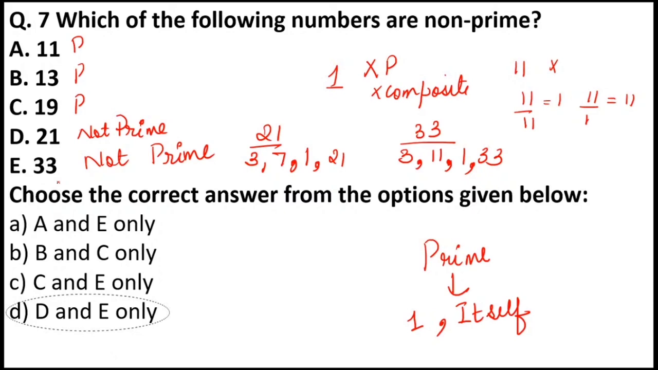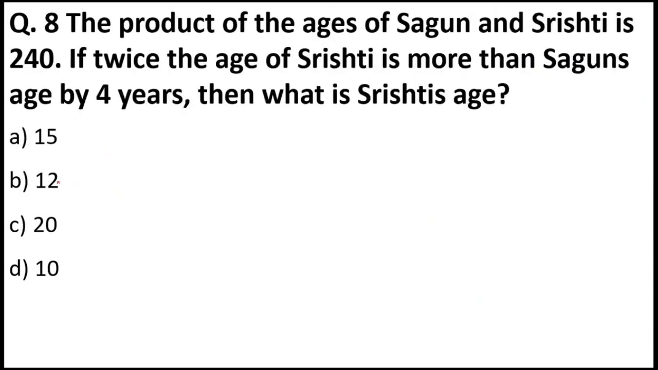So prime numbers can be divided by only 1 and itself, and the numbers which are not prime are called composite numbers, and 1 is neither a prime number nor a composite number. Okay, so don't get confused if such type of questions come. Okay, let's move on to the next question.